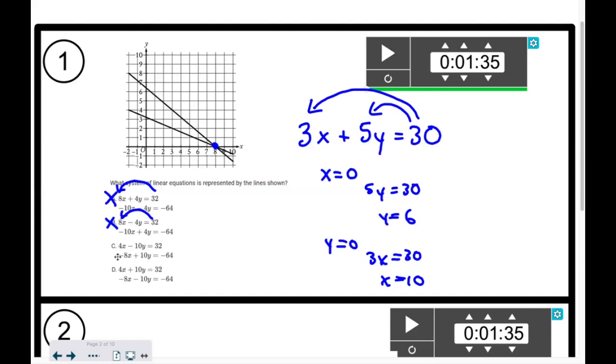So now I'm just looking at the y-intercept. And in reality, I just need them both to be positive. So if I look at C, 32 divided by negative 10, that's not a positive number, so that's wrong. So the answer has to be D.